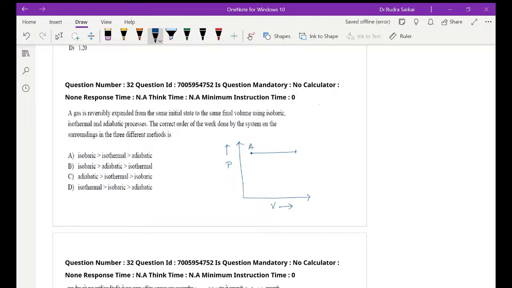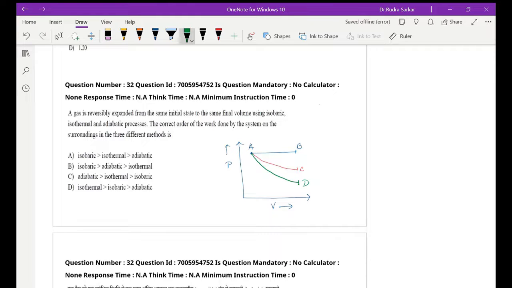A to B is a constant pressure process. So this is the isobaric process. From A to C is an isothermal process, and we know that for an expansion process, the adiabatic curve will be steeper than the isothermal curve. So A to D is our adiabatic process.